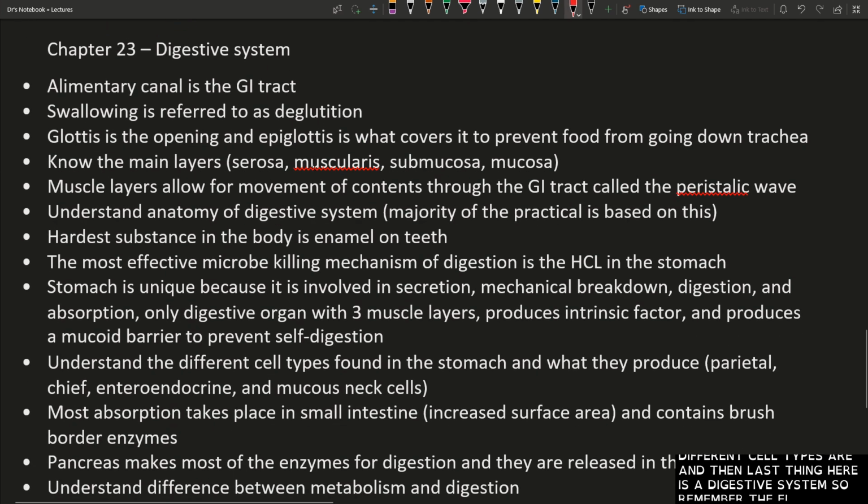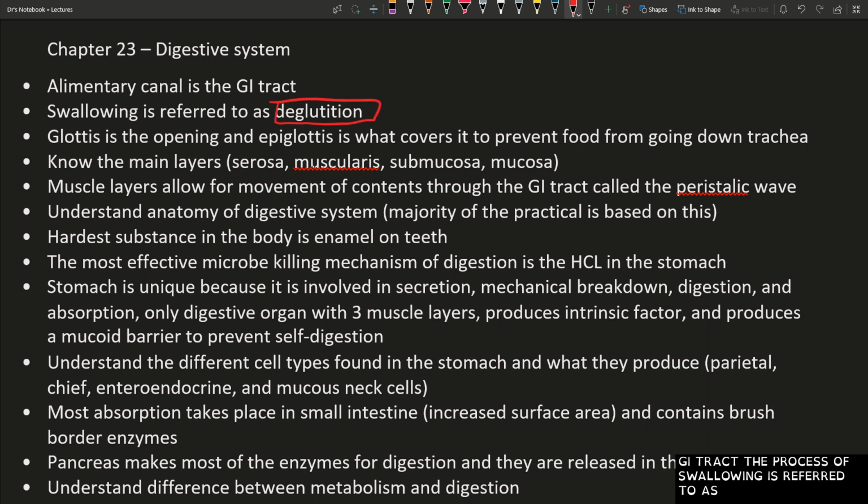So remember, the alimentary canal is also known as the gastrointestinal or GI tract. The process of swallowing is referred to as deglutition. The glottis, remember, is the opening, and epi is upon the glottis. So when you swallow that food bolus, the epiglottis blocks the trachea. So if this was a trachea, it would block it so that the food bolus can move down the esophagus. It's an amazing drawing there.